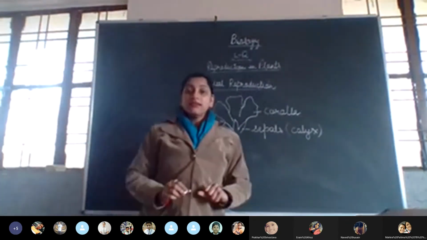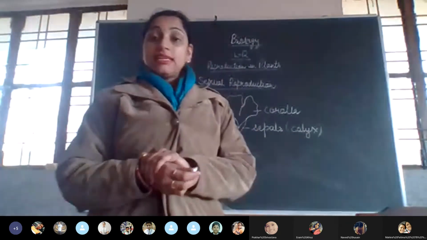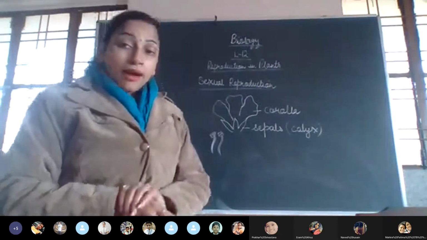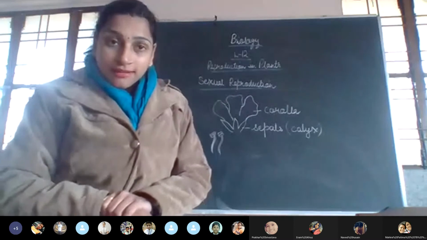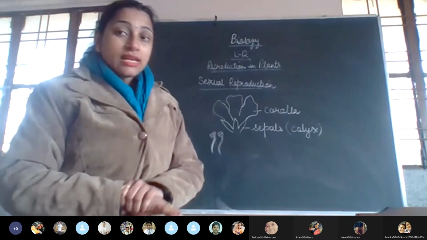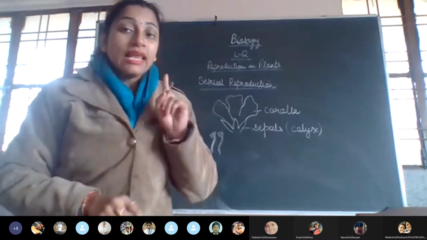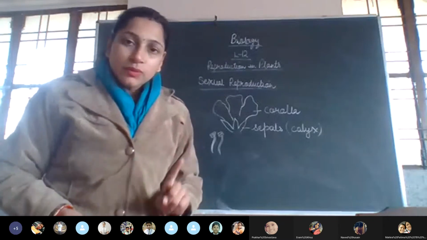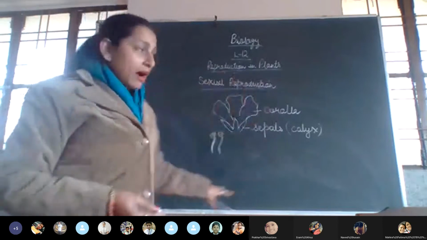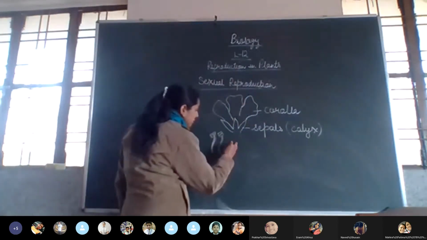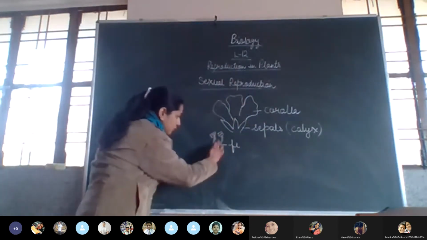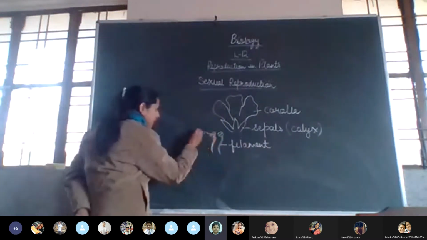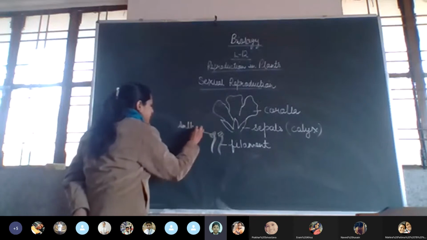See, these are the stamens, and these are the male part of the flower. They are going to produce the male gamete. So the male gamete will be produced from the male part. Now just see, the long tube-like part is called the filament, and these are called anthers.